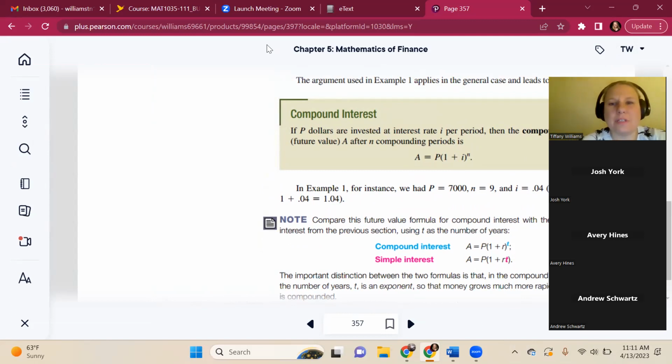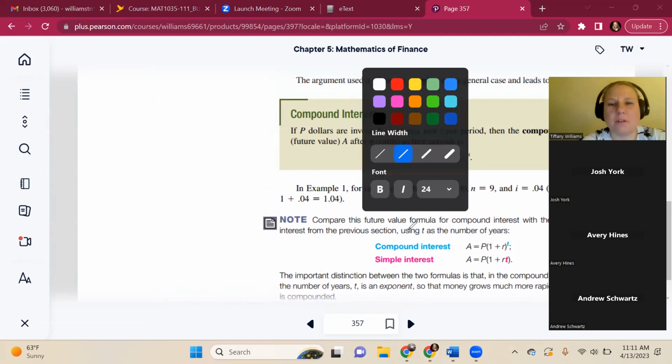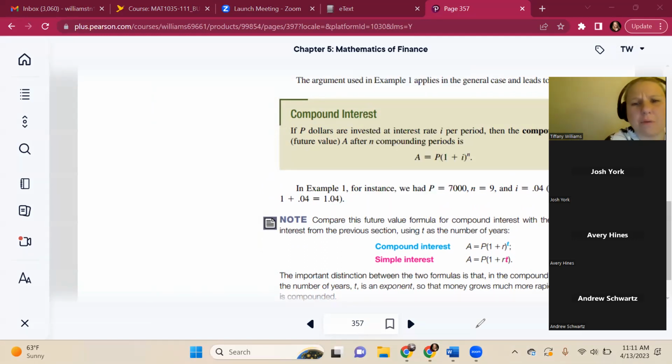So for compound interest, I'm going to clean this formula up a little bit. So I'm going to write it like this. So A, by the way, what does A mean? What did we state A was on Tuesday? What was A? So your book calls A the future value, but what does that actually mean in normal terms?